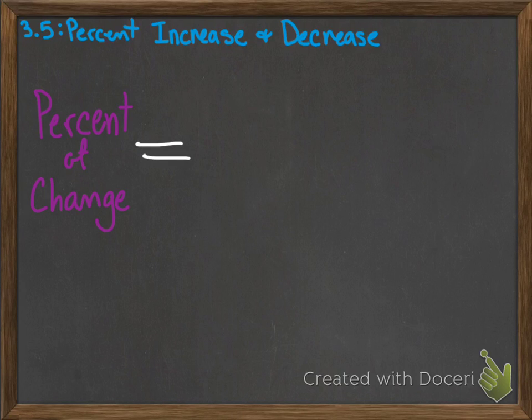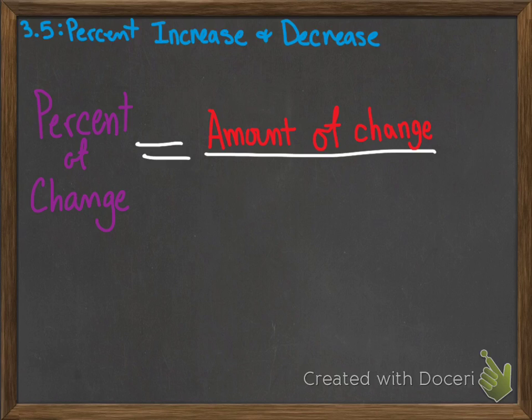Percent decrease, or percent of change, is the amount of change, so the change quantity over the original quantity, or the original amount, okay? So basically percent change is the change over the original, okay? So let's dive into the amount of change really quick.